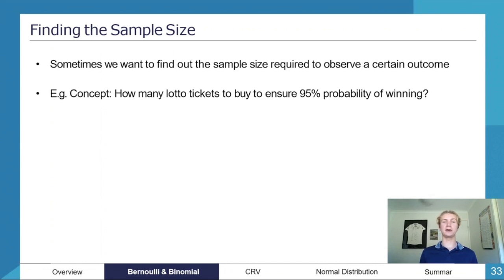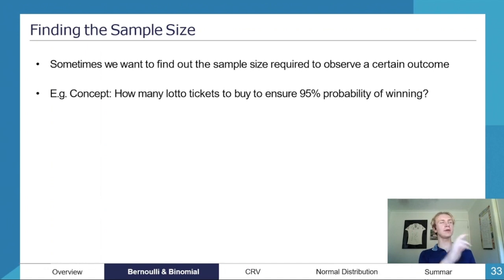So an example would be, how many lotto tickets would we need to buy to ensure a 95% probability of winning? And if you were just given this question, by the way, you would not be able to answer it. The reason for that is because you're given P of x equals 0.95, and you're trying to find N. However, we haven't been given what?